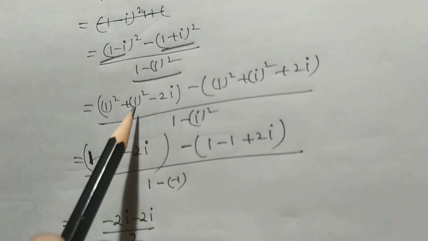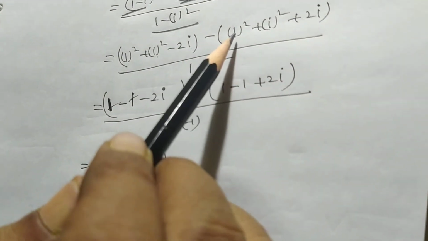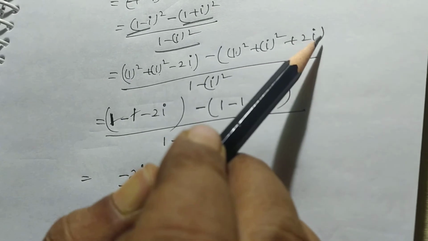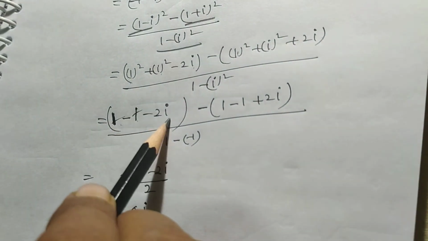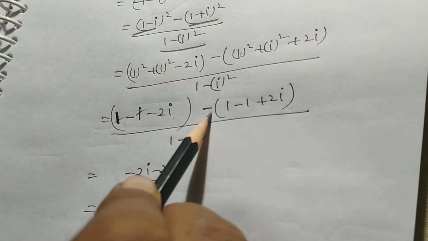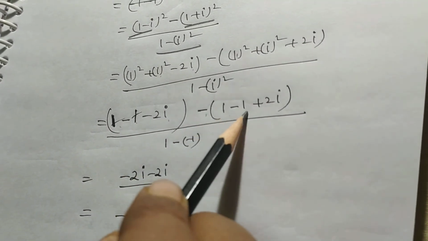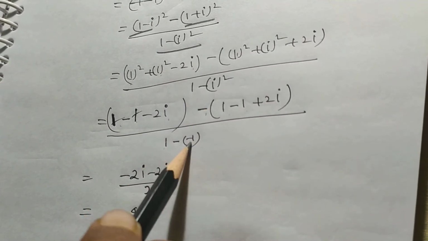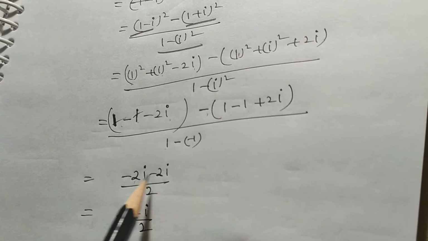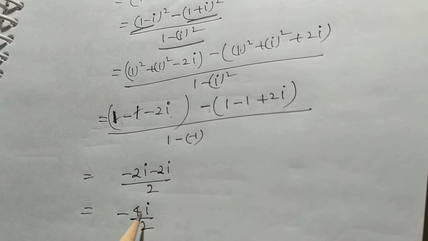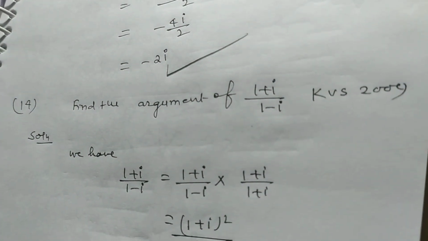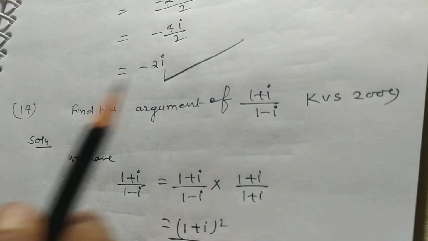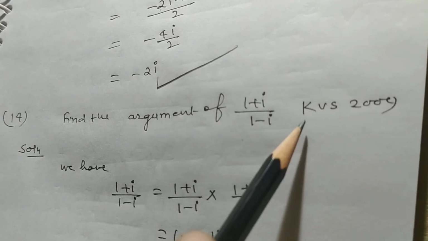That is 1 square plus i square minus 2i, minus (1 plus i square plus 2i), over 1 minus i square. So 1 minus 1 minus 2i, after taking common minus here, 1 minus 1 plus 2i, 1 minus minus 1, so minus 2i minus 2i by 2. That is minus 4i by 2, that is minus 2i.